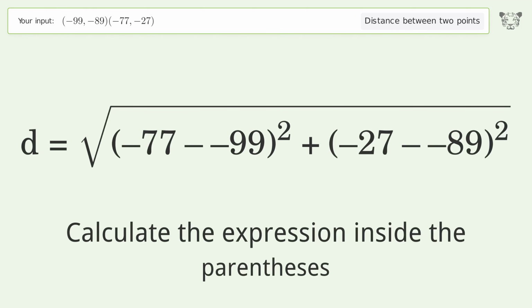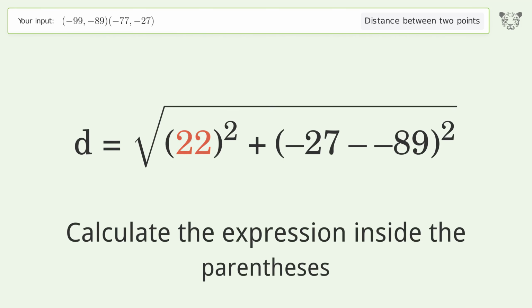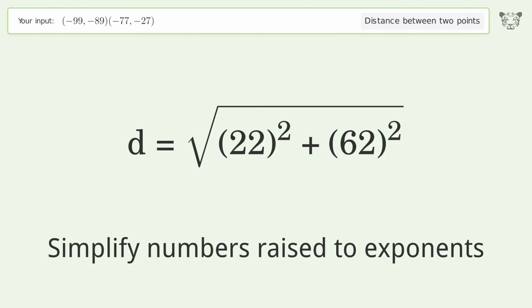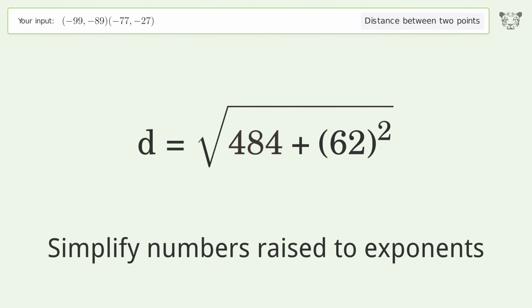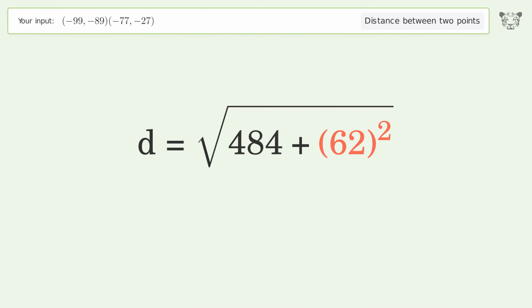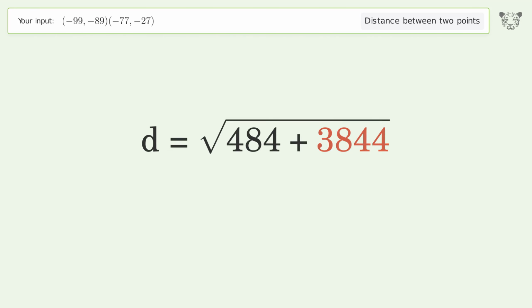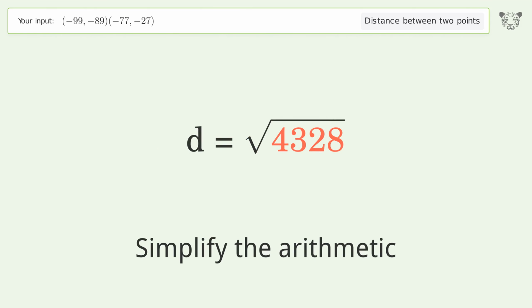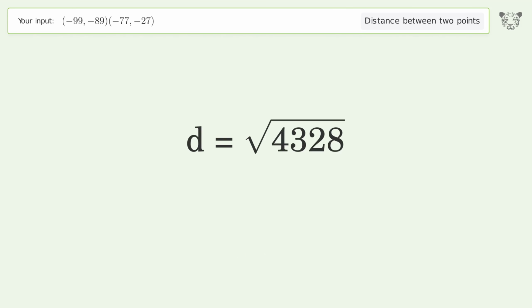Calculate the expression inside the parentheses. Simplify numbers raised to exponents. Simplify the arithmetic. And so the distance between the 2 points is the square root of 4,328, or 65.788.